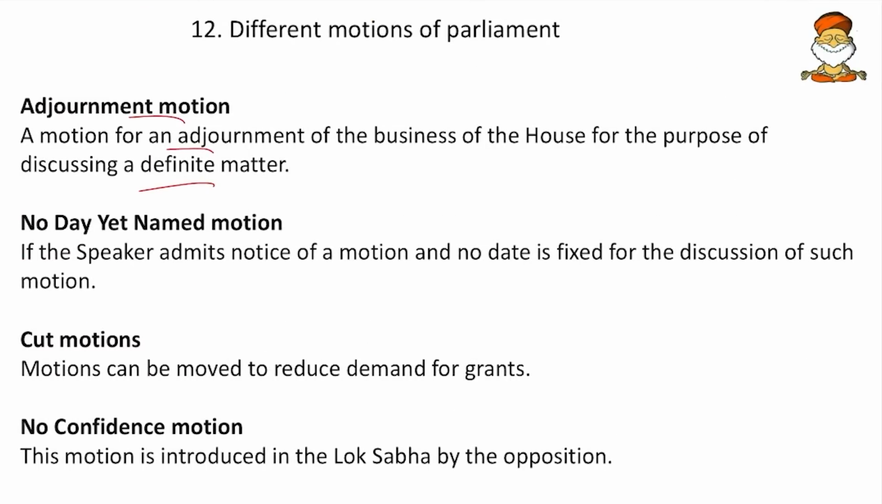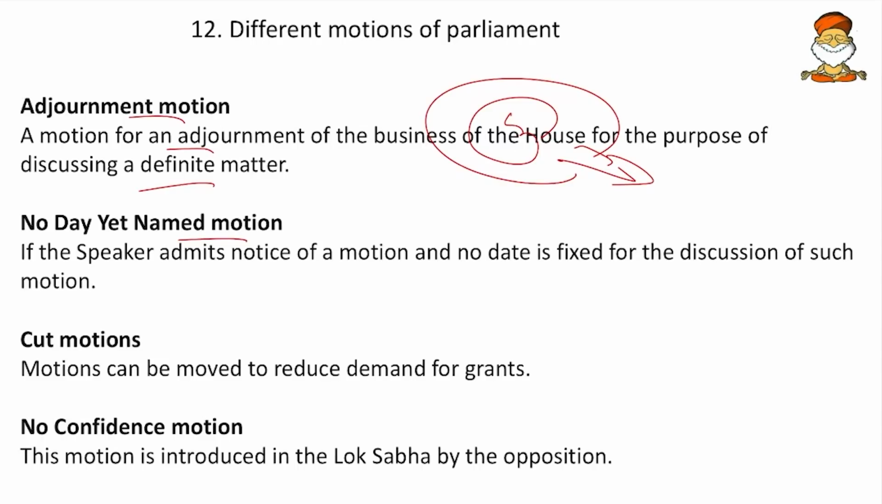Whenever the speaker wants some time to fix another time, or whenever the time is up, it is like a temporary halt that is given. Adjournment means, as the word itself explains, we are adjourning the things for the next meeting. And then the not day yet named motion.